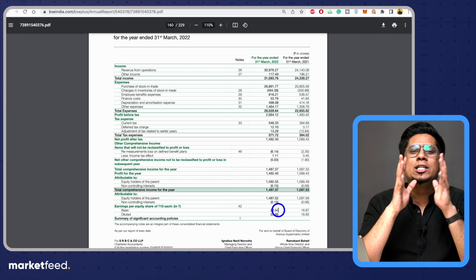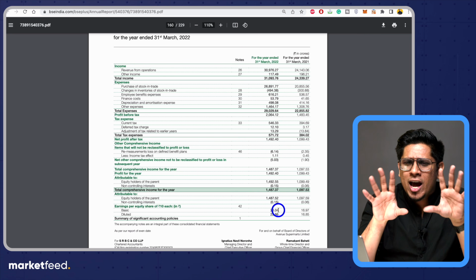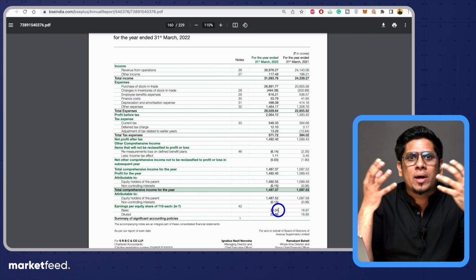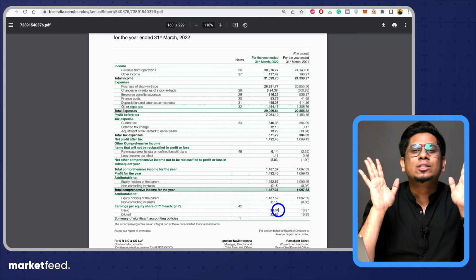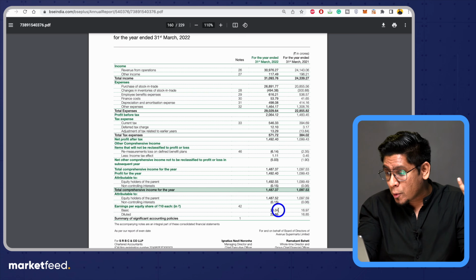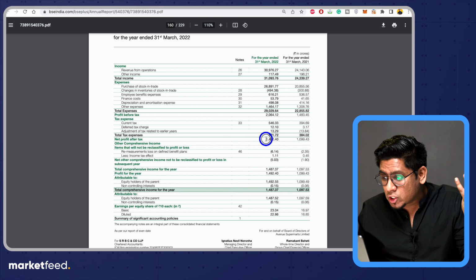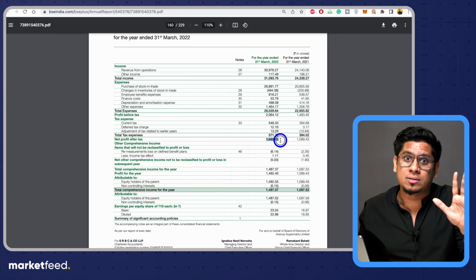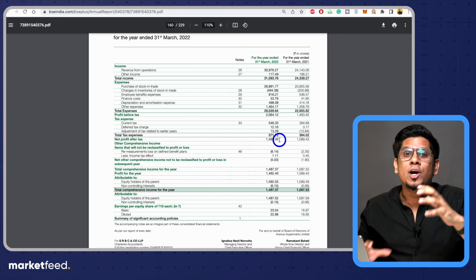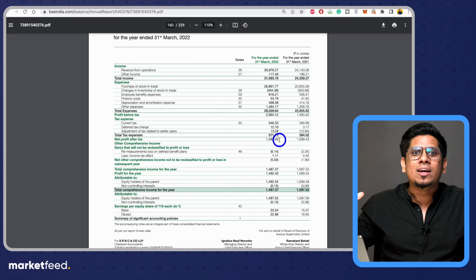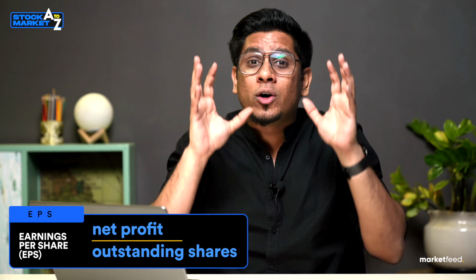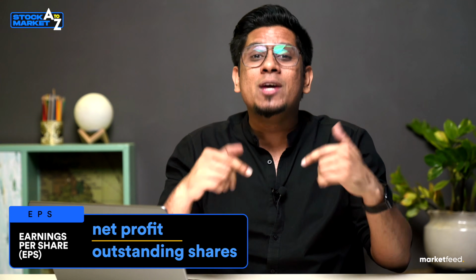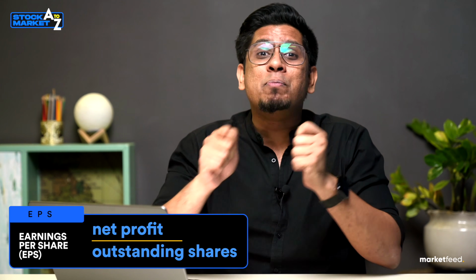Now, how is earnings per share calculated? If you think about it logically, it's very simple, no? Earnings per share: what is the earnings of the company? The total profit generated by the company, right? It's 1,492 crore rupees, divided by total shares in the company. The net income or net profit of the company divided by the total number of shares in the company will give you the earnings per share, EPS of the company.